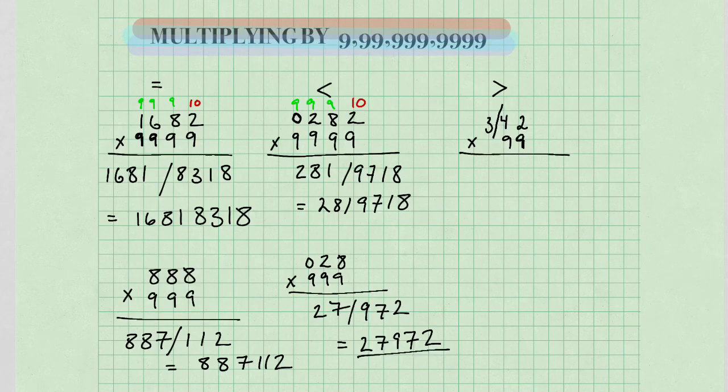And what we want to do is add 1 to the 3 and then subtract it from 342. So 3 plus 1 is 4. Then 342 minus 4 gives us 338. Okay, once again, all we do is add 1 where we broke it apart. 3 plus 1 is 4, and then subtract it from the original 342. So 342 minus 4 is 338.